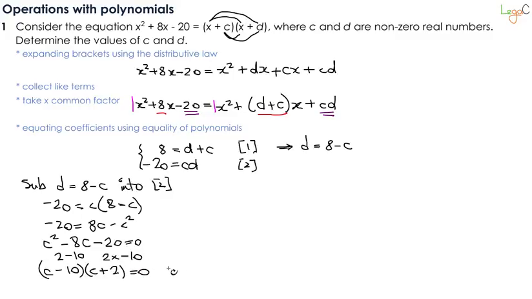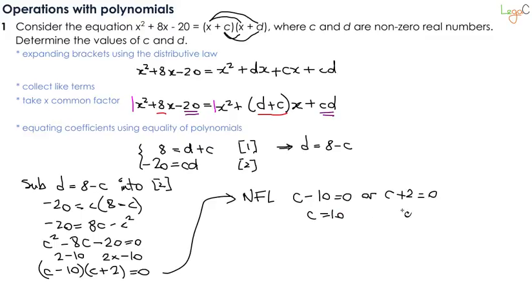If we use the Null Factor Law, I'm going to have c minus 10 equals 0, or c plus 2 equals 0. So I'm going to have c equals 10, or c equals negative 2.